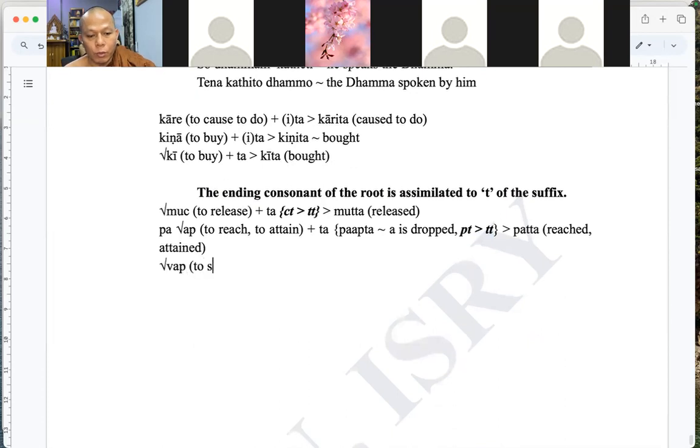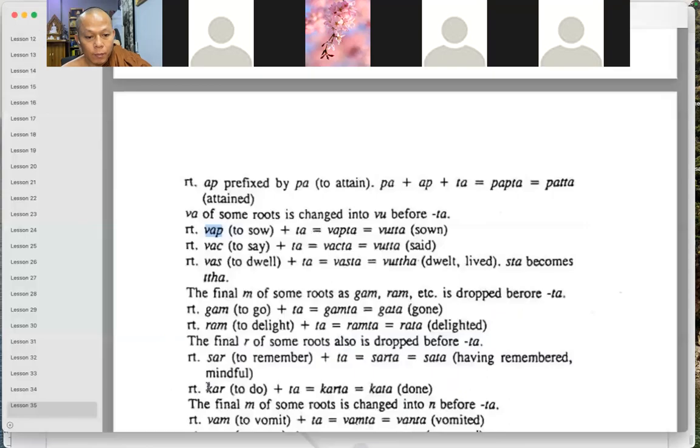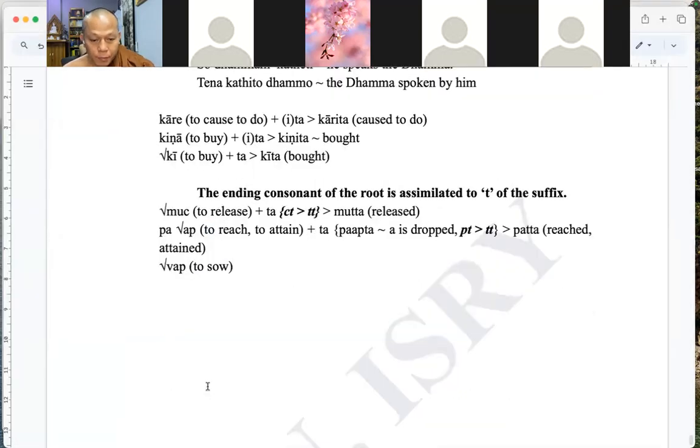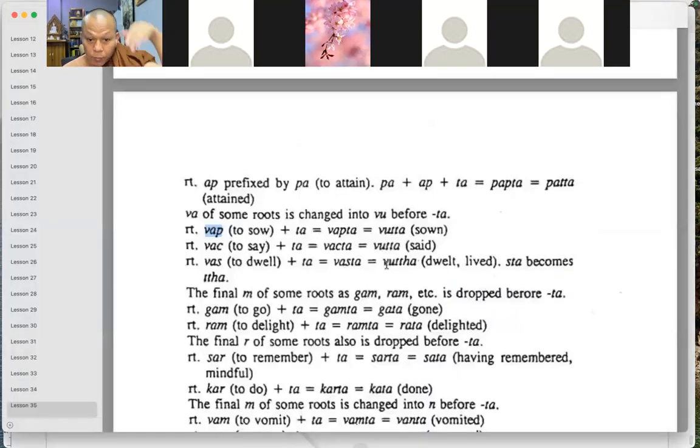Root wap, to sow or to grow, right? Then da, so here ba da becomes da, in this way. Actually it should be wap da, but because of the influence of the sound here, the other vowel is also changed to u. That is a special change. So the sign, wo da. So wo da means what is it?